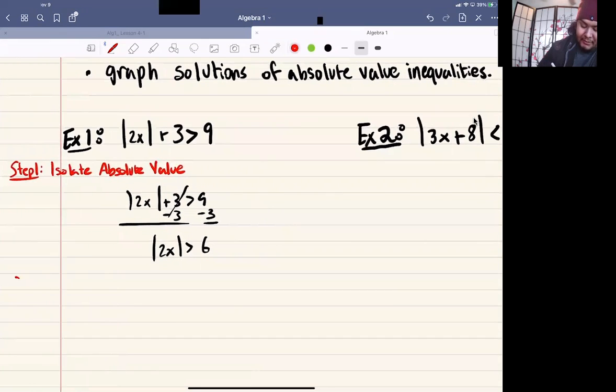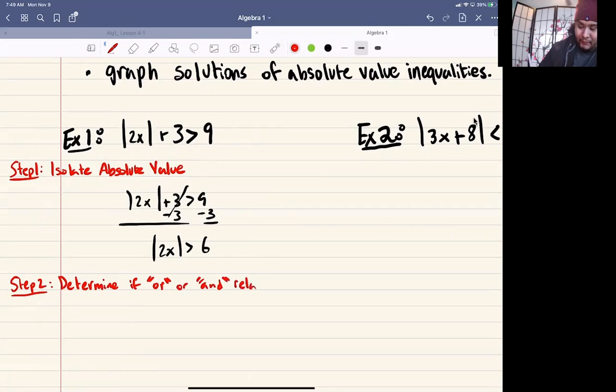Now step 2 is to determine if it's an "or" or "and" relationship. When we solve absolute value inequalities, we end up with what we call conjunctions or disjunctions, if you recall from the previous section.